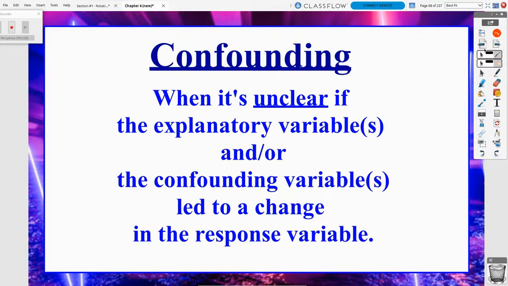So it's like we've mixed together these two pools, and we don't know how much of each is really contributing to what we see in the response variable with those differences in SAT scores.